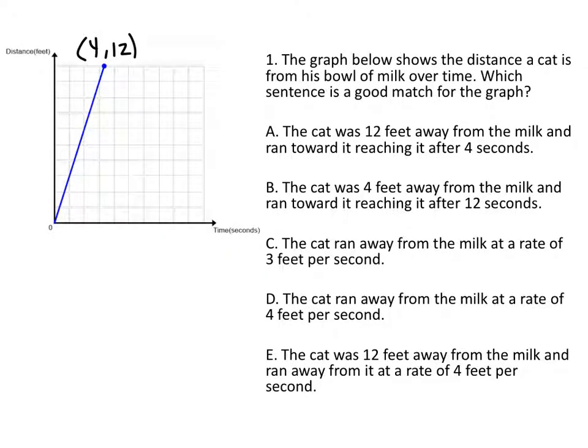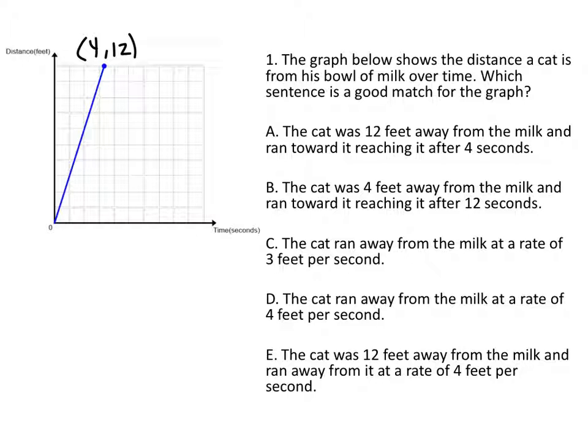Alright, let's go through each of these from this first problem. Number one, the graph below shows the distance the cat is from his bowl of milk over time. Which sentence is a good match for the graph? Let's go through all five of these, alright?